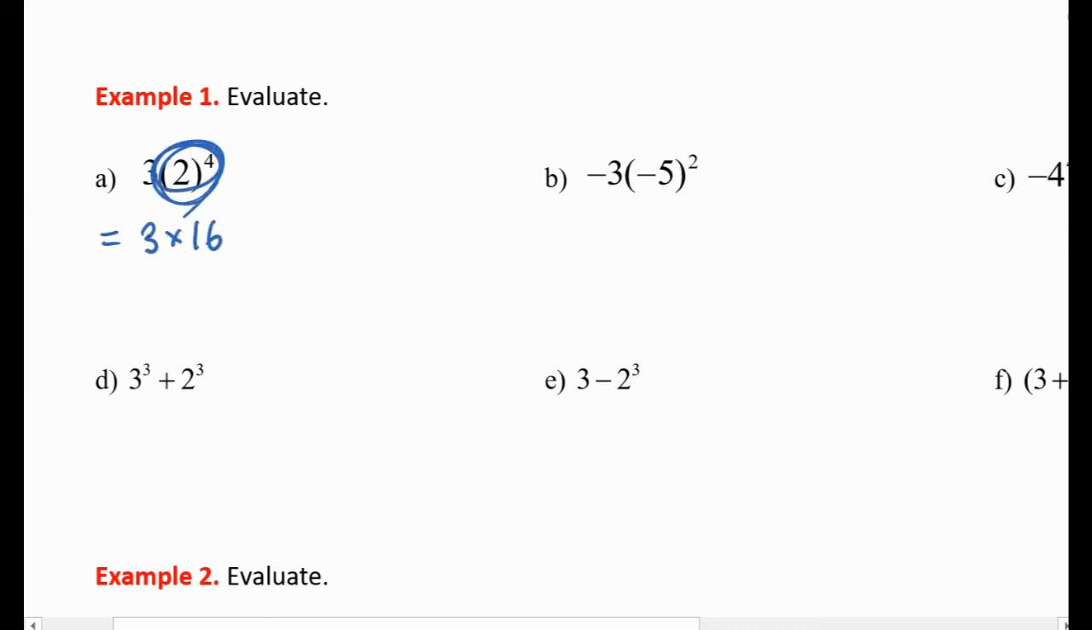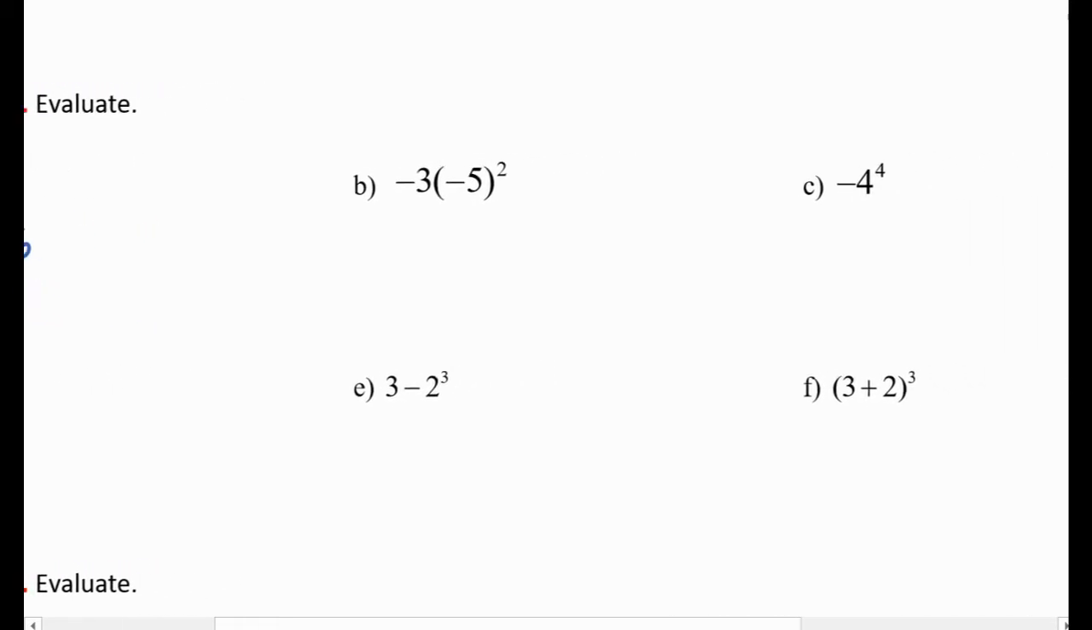So this is the same as 3 times 16. So we do the exponent first. That is 16. And that is 3 times 16. And 3 times 16 is 48. So you may use your calculator. Okay, 3 times 16, just hit 3 times 16 and you get 48.